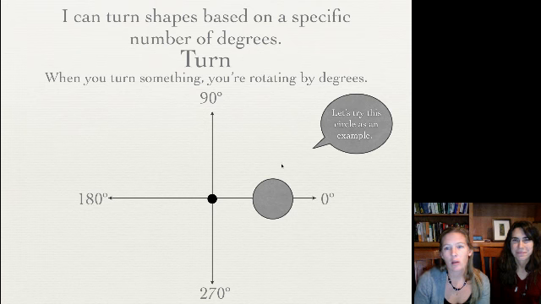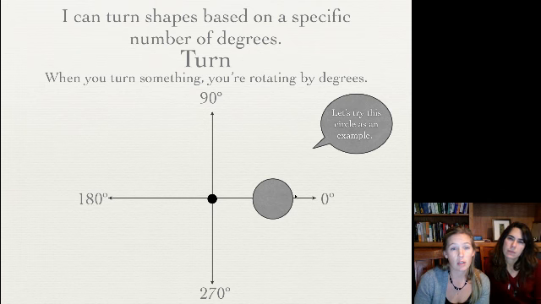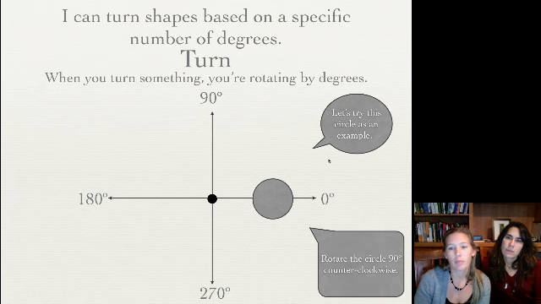All right, so here is an example. We've got this little circle here on our X and Y axis, and we need to rotate it around a point. And in this case, we are rotating it 90 degrees counterclockwise. What does counterclockwise mean?